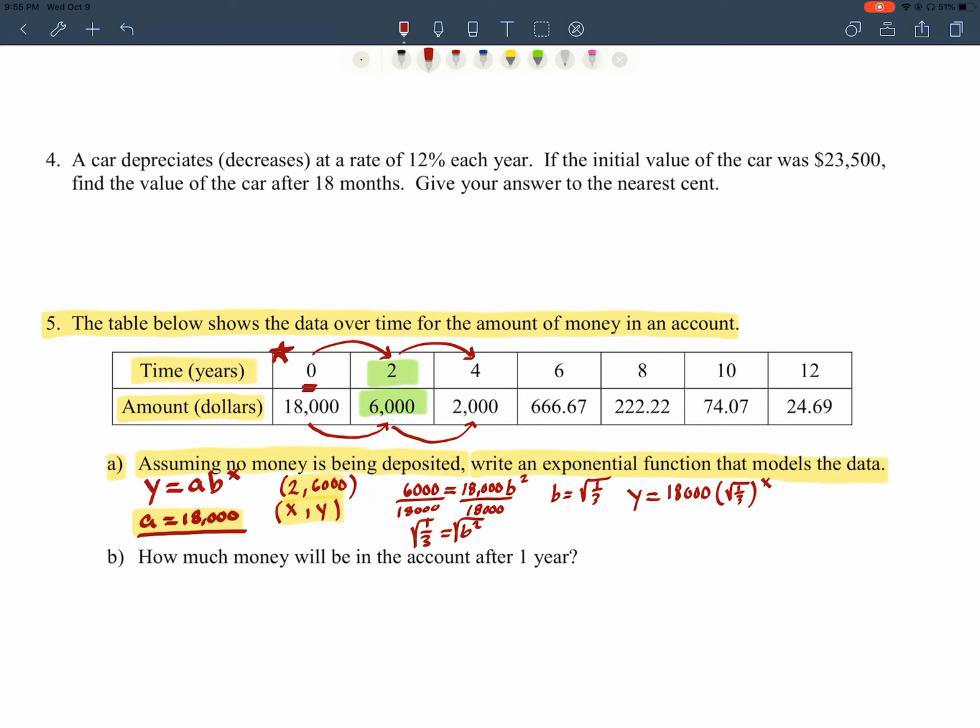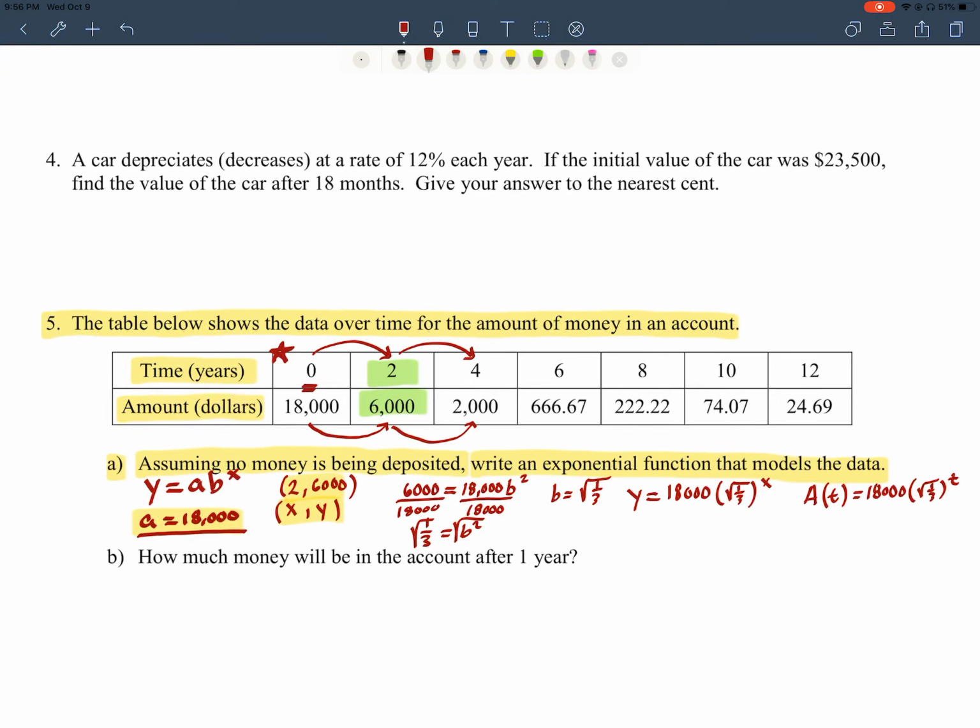Or if we're treating it like it's a cost function, you may see it as A of t is equal to 18,000 times the square root of 1/3 raised to the power of t. So you may see it like that as well. However, when we look at that, it's kind of a messy looking multiplier. So let's see if we can rewrite that multiplier and clean it up a little bit.